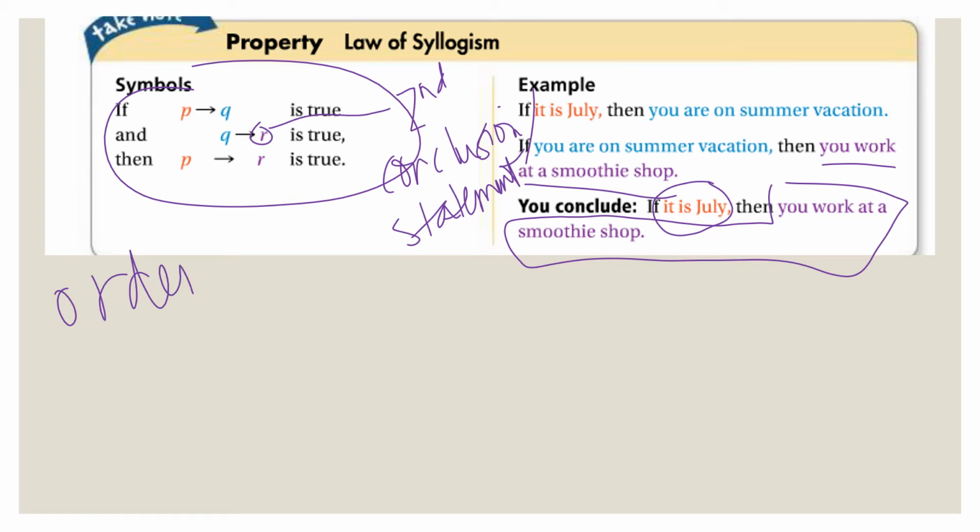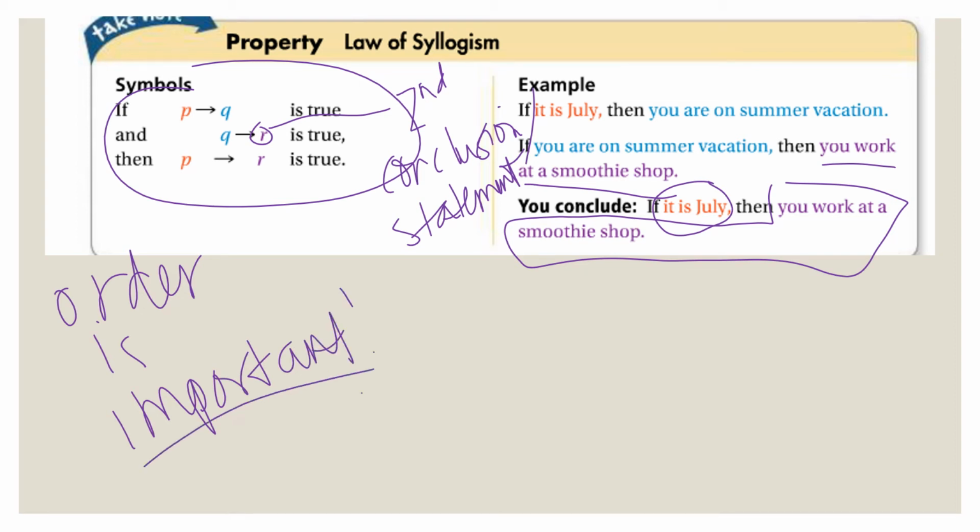Order does matter here again. It is important for both of these. Very important.